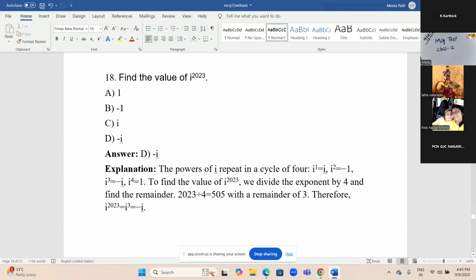Okay, so further you are having the 18th question. What is your 18th question? Find the value of i power 2023. Okay, so how to write this one?